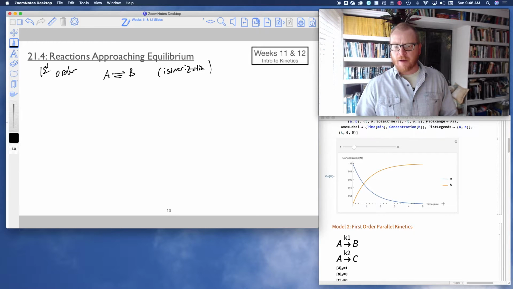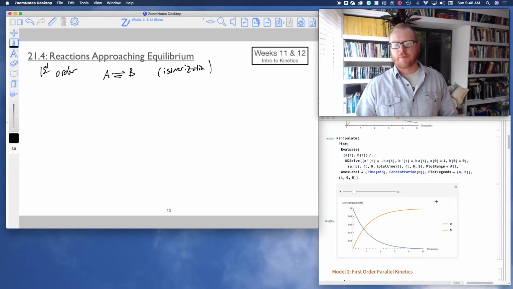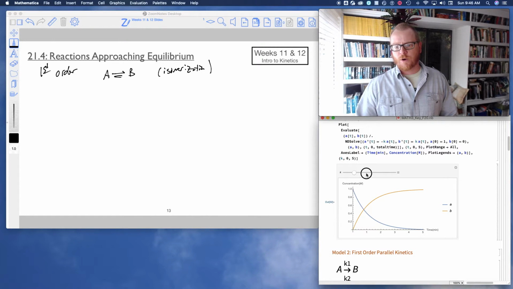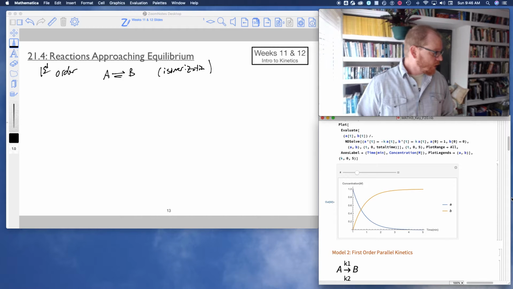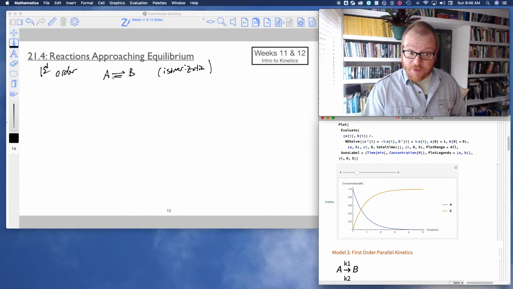I don't have any example of this in the Mathematica model, but I did want to just remind you, first order reactions, right? Exponential, as we saw. So what we do is we break up these reactions into two forward reactions.